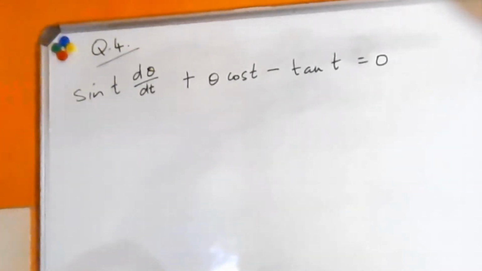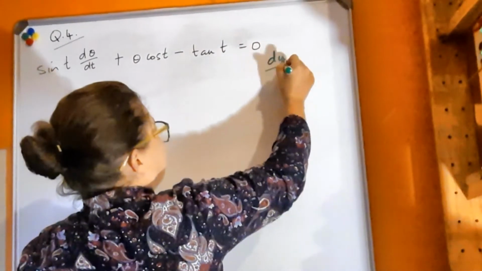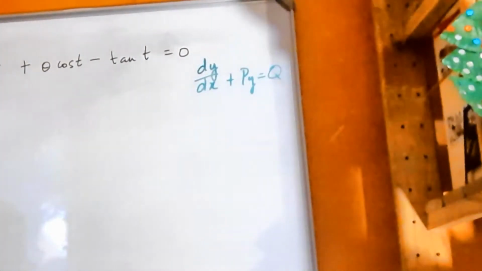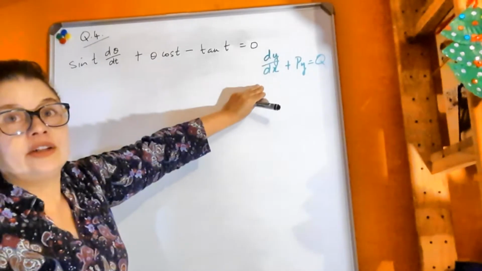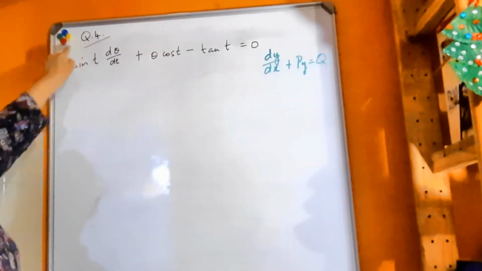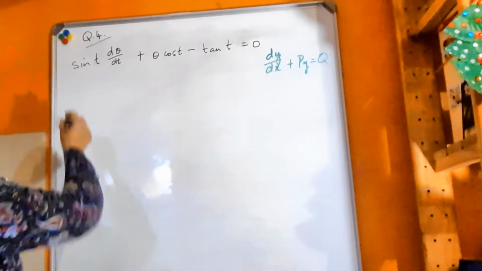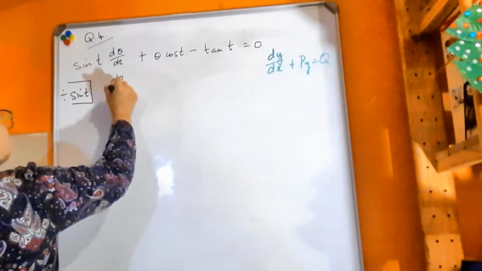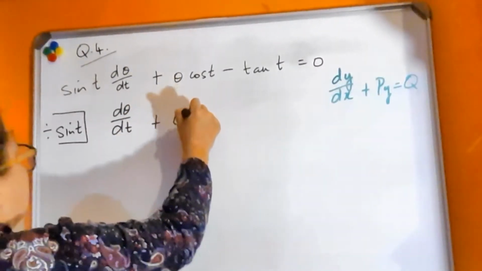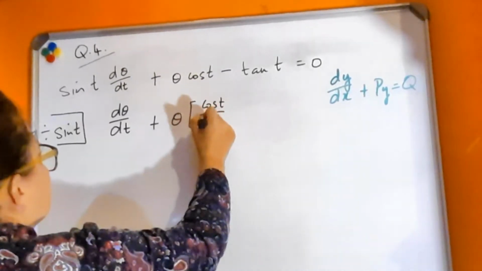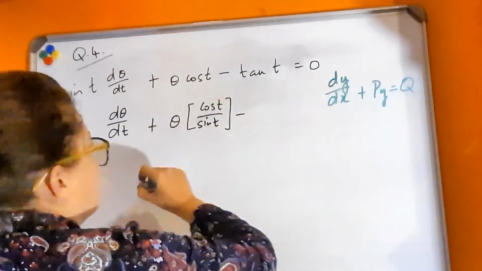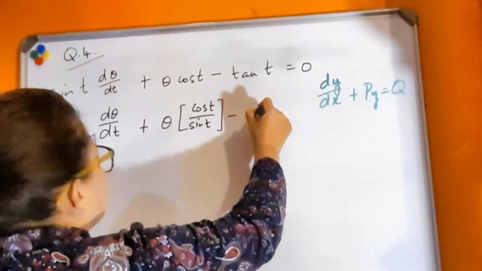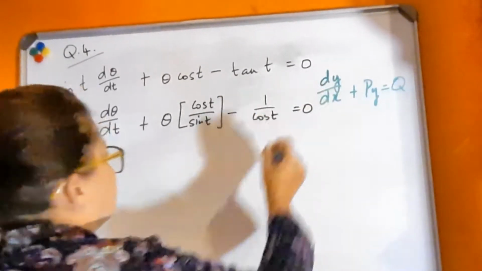And you remember, let's just put this down again. Your standard form looks like this, is equal to Q. So the derivative has to stand on its own, which means you do not want to have the sine t in front of the derivative. So we divide through by sine t. And we get d theta over dt, minus theta times cos t over sine t, minus, this is going to simplify to 1 over cos t equals 0.